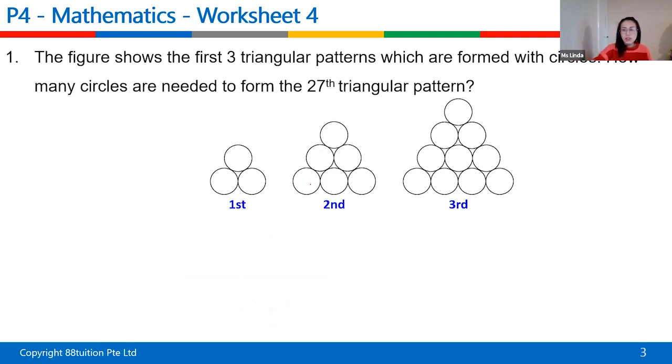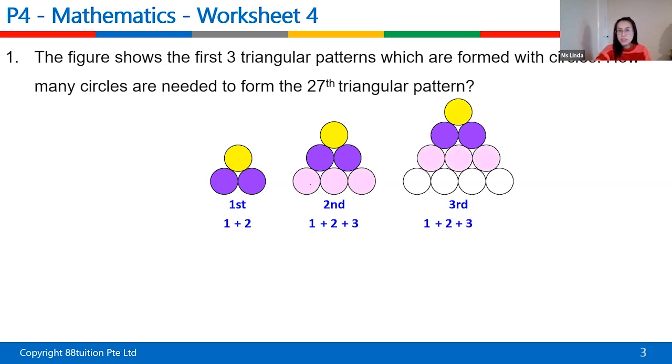Okay, so first step, you know your first pattern, your triangular pattern, there's 1 on top, and then there's 2 at the bottom. So it's 1 plus 2. Second, same thing, 1 on top, and the second one, 2 plus 2, and the last line is 3. So 1 plus 2 plus 3. Now for your third pattern, same thing, 1 plus 2 plus 3 plus 4.